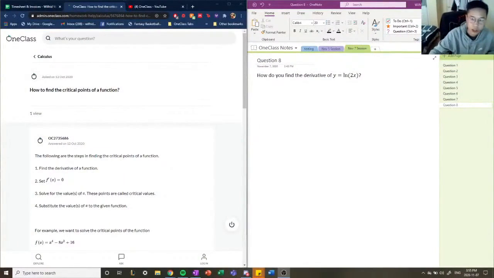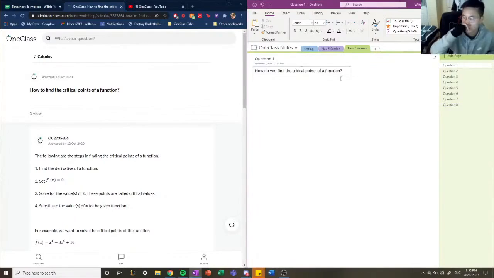So the first question that we're going to cover today is how do you find the critical points of a function? So there's a few things to define first. What is a critical point? A critical point is a value of x of f prime of x where f prime of x equals 0. This is the definition of a critical point of a function, but it really does tell us a lot about the function itself. And I'll describe what I mean.